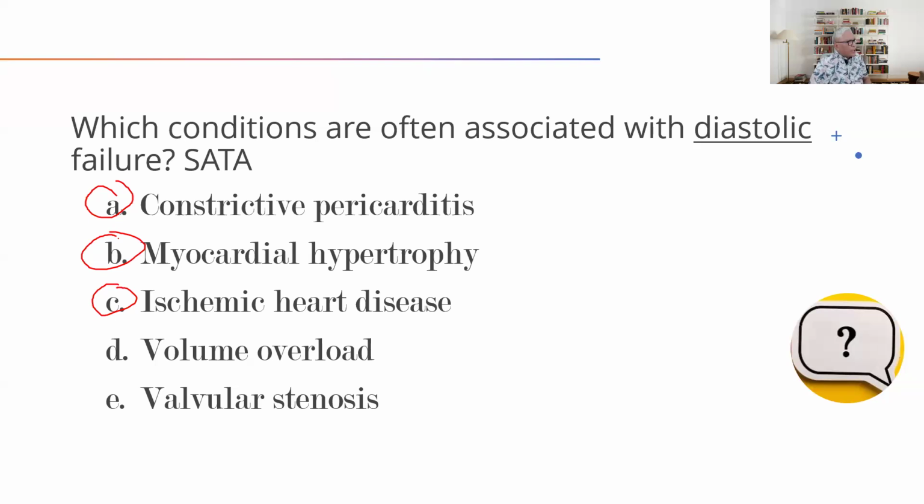Okay, so let's take a look at the conditions that are associated with diastolic failure. The ones that cause diastolic failure are those conditions that impede the expansion of the ventricles. Therefore, pericarditis would be one. And also those that increase the wall thickness and reduce the chamber size of the ventricles. That would be myocardial hypertrophy. And those that delay the relaxation of the heart, like, for example, in ischemic heart disease.